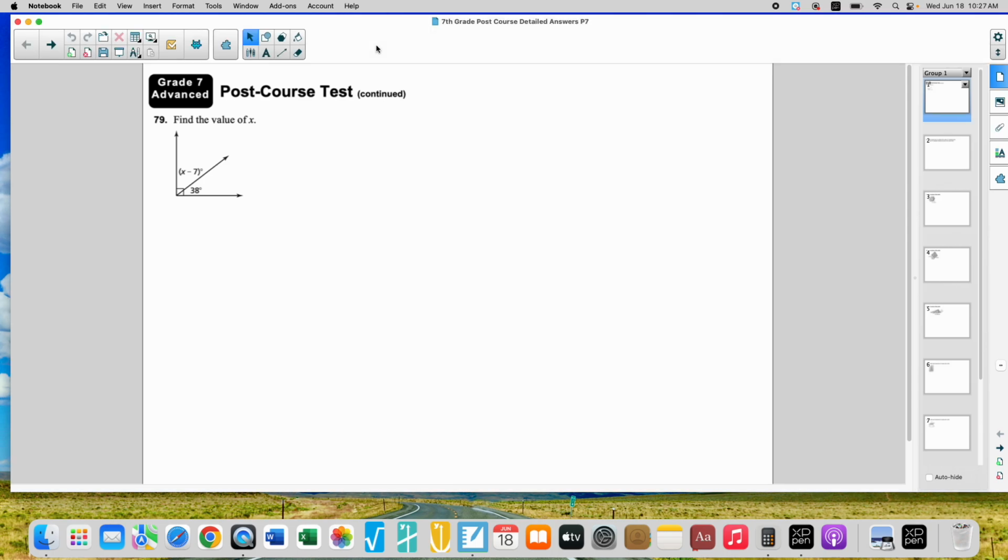7th grade advanced post-course test. This is page 7, our last page. We have only a handful of problems here, so this will be relatively quick.